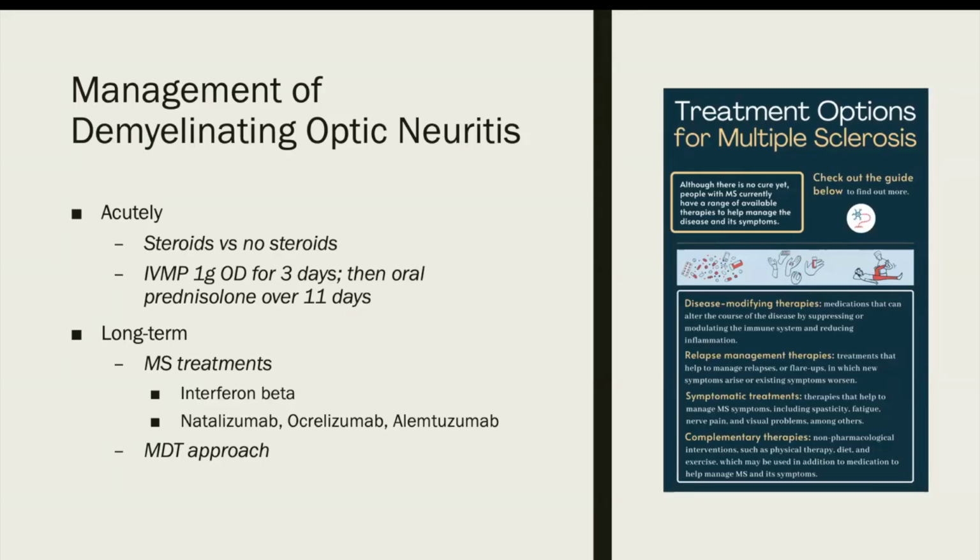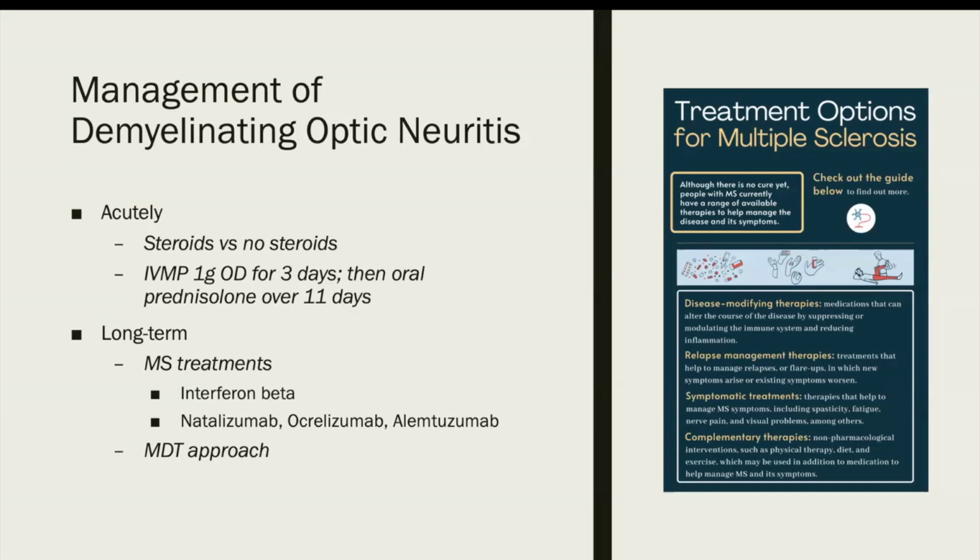And importantly, what the trials have shown is that giving oral steroids alone can actually sometimes make the optic neuritis worse. So usually the treatment is IV methylpred, a gram every day for 3 days, and then you drop them to oral pred over the rest of the 2 weeks. Then you want to think about some long-term treatment.